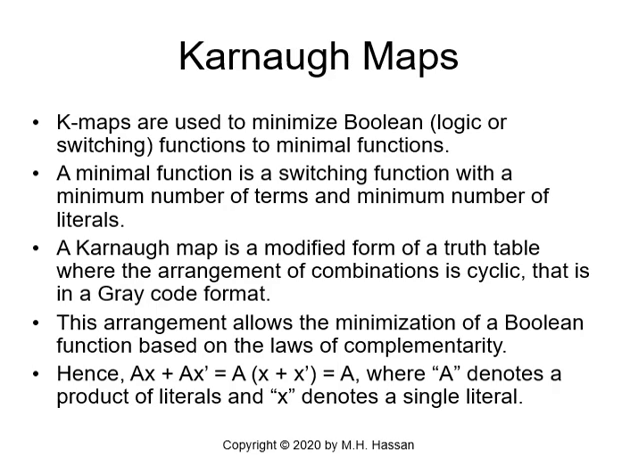A Karnaugh map is a modified form of a truth table where the arrangement of combinations is cyclic, that is, in a Gray code format. The arrangement allows the minimization of a Boolean function based on the laws of complementarity. Hence, for instance, if we have AX or AX prime, we factor out A, and we get X or X prime, which equals 1, and A and 1 is A, where A denotes a product of literals and X denotes a single literal. So based on this principle, a K-map can be used to minimize any Boolean function.